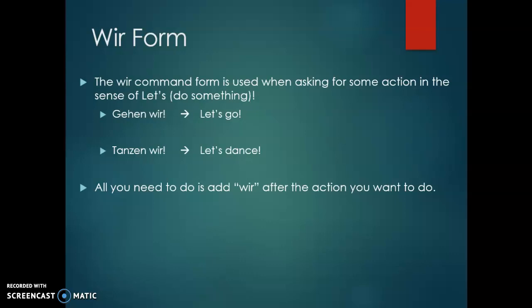So we have here the command form. If you look, all you have to do is have your verb, and you just add wir after it. So gehen wir means let's go, okay? Tanzen wir means let's dance, okay? So all you have to do is add the wir after the verb. So the verb still goes first. You just plop wir right after that.